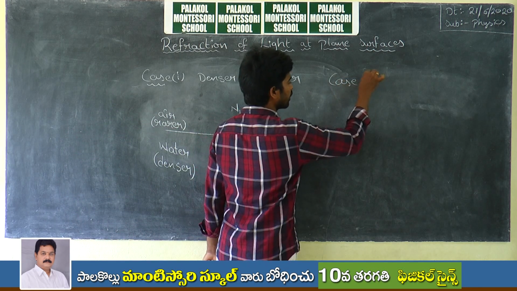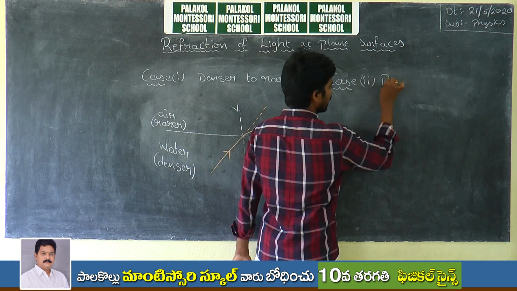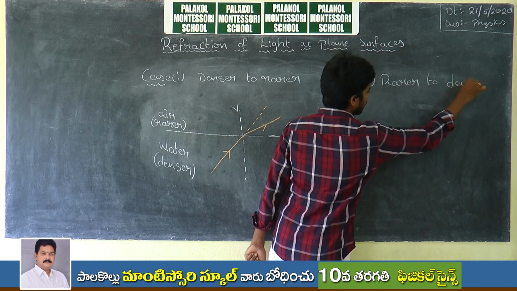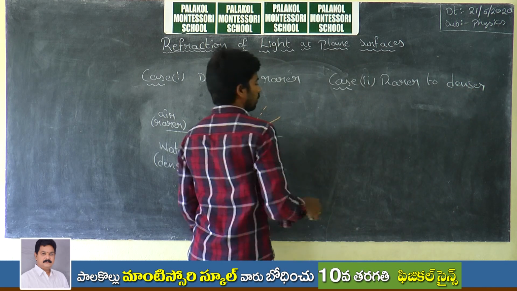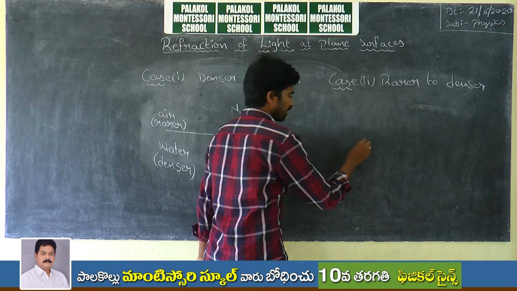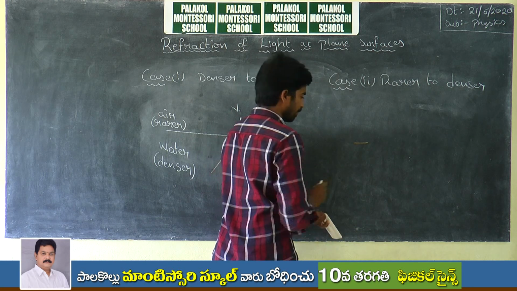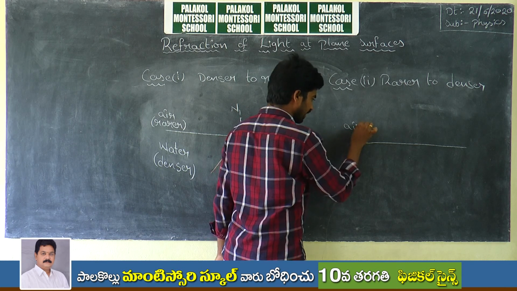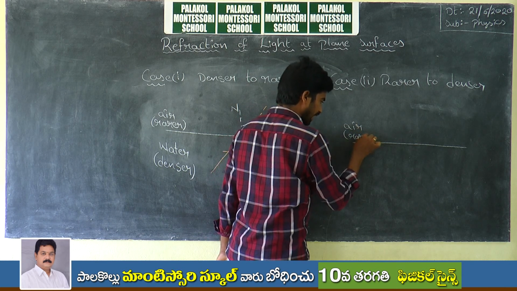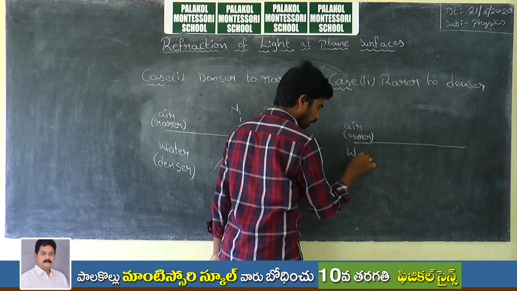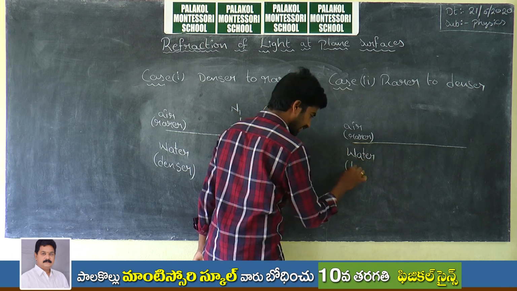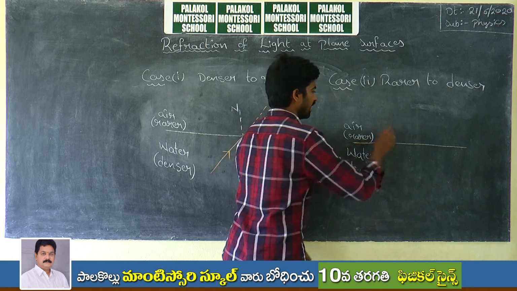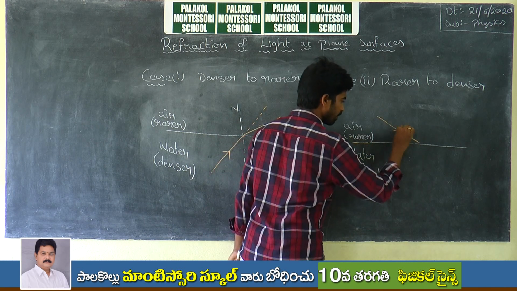Let us consider the other case, that is, when light travels from rarer to denser medium. Consider the boundary separating the two mediums. Here also I am considering air, which is a rarer medium, and again I have considered water, which is a denser medium. Again I have considered an incident light ray.